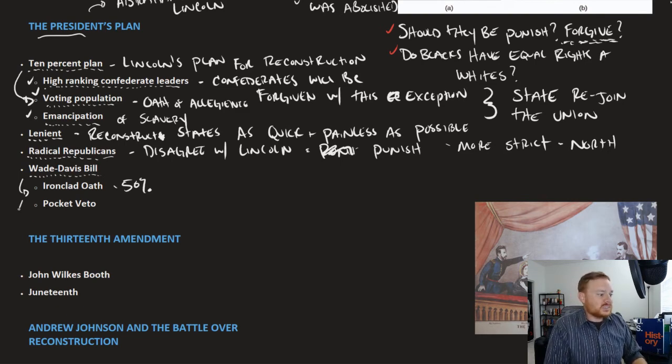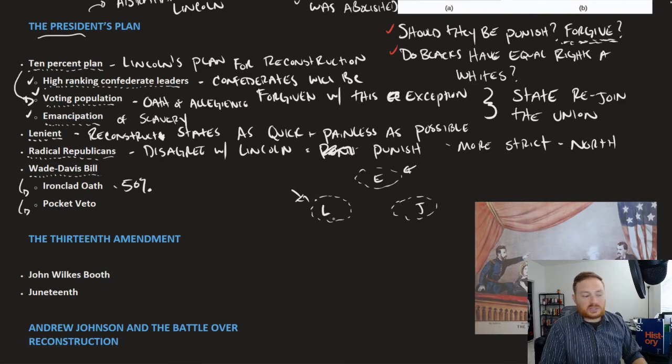This reaches Lincoln's desk. So if you're not entirely familiar, just a quick civics lesson. We have our three branches of government. You have your legislative, your executive, and your judicial. Lincoln's right here in the executive. Congress, or the Radical Republicans, are in the legislative branch. So they passed the Wade-Davis bill, but before a bill can become a law, it has to go to the president. And the president has two choices.